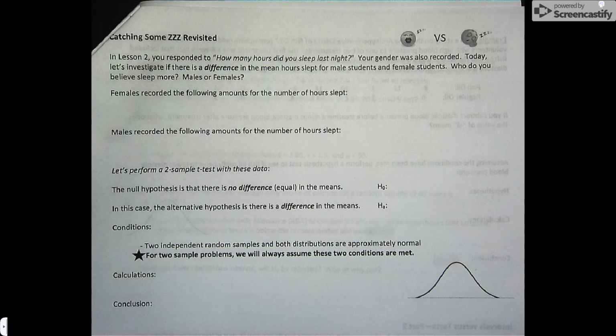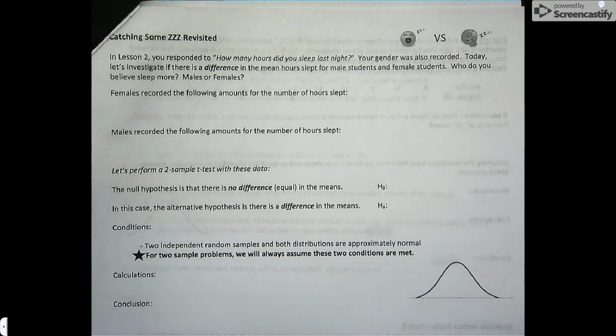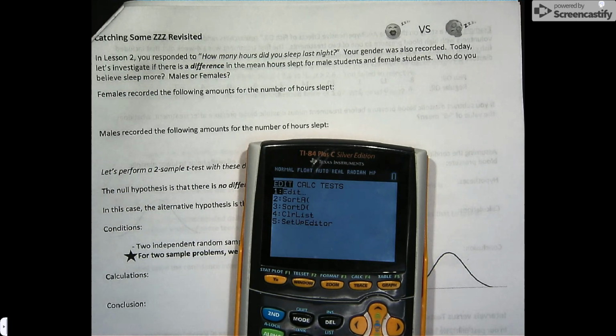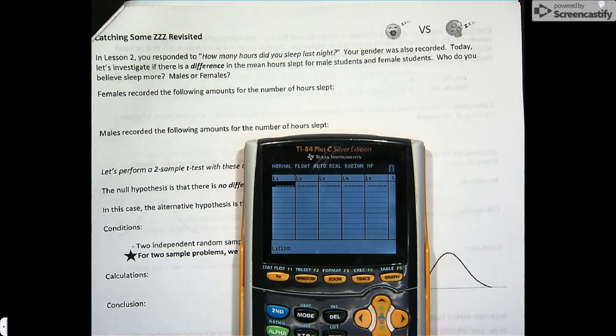So on your data sheet, when you recorded how much you slept that night, Mrs. Wilkes may or may not have done this with you, but you were separated into two columns, males and females. For the first day that we did this activity, we actually kept males and females. So when we went to stat edit, we typed all males and females into L1.